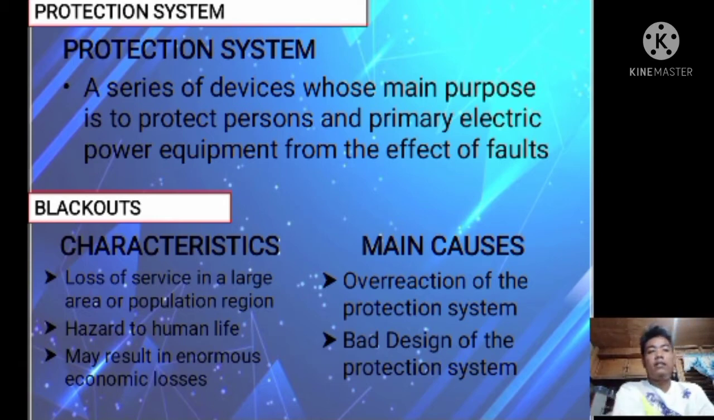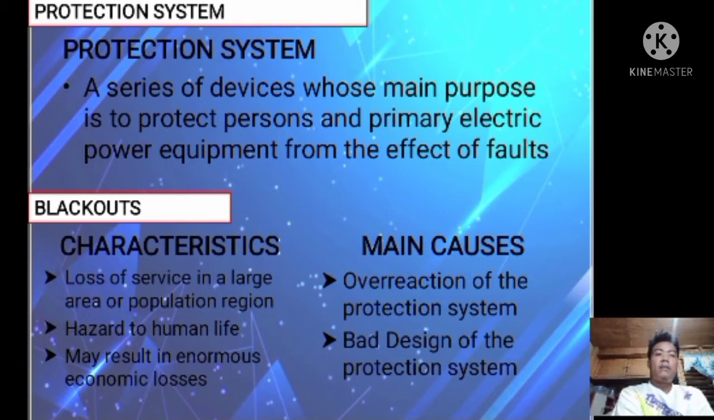So lalo na ngayon dito sa Palawan, kalimitang nangyayari is nagkakaroon ng blackout kapag minsan merong mga animal or sanga na dumadapo doon sa linya ng kuryente, kaya nagkakaroon ng blackouts, especially dito sa distribution utility ng Palawan Electric Cooperative.